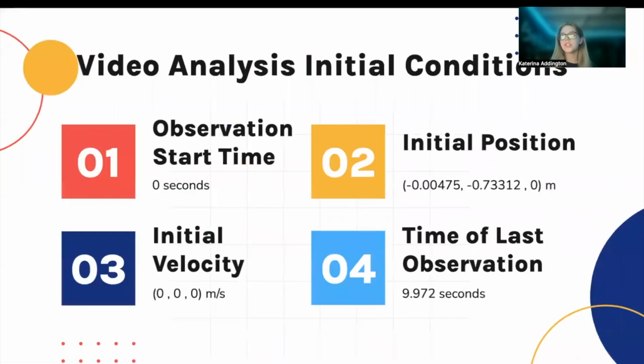So these are our initial conditions. The initial position is from the observed position in Tracker at time 0. And then we also work with initial velocity, which is as shown. This is from time 0. Initial velocity is 0 at the start. And the time of our last observation is 9.972 seconds.